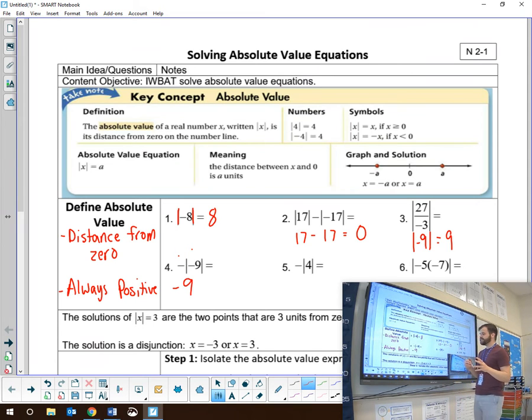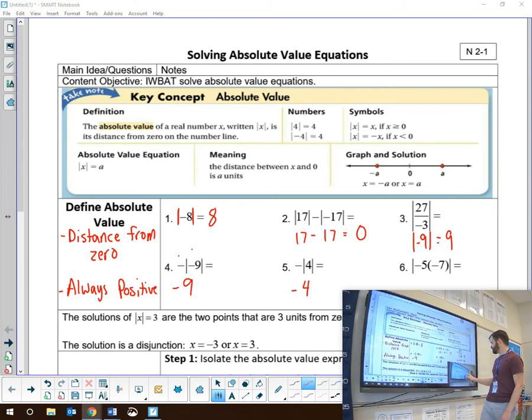Take a look at number 5. It's kind of the same thing. That 4 on the inside isn't going to change because it is already positive. And that negative on the outside isn't going to change because it's on the outside of it. So that negative is going to stay. That 4 is going to stay a positive 4 because what's on the inside is always positive. And so there's your answer, negative 4.